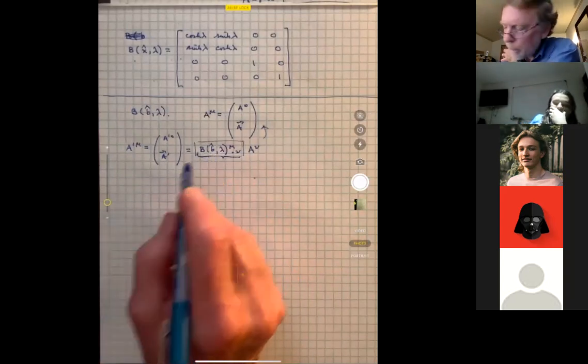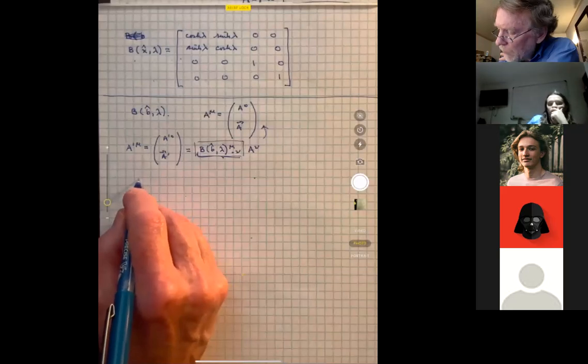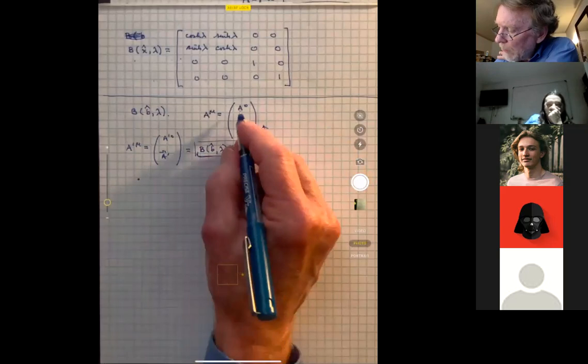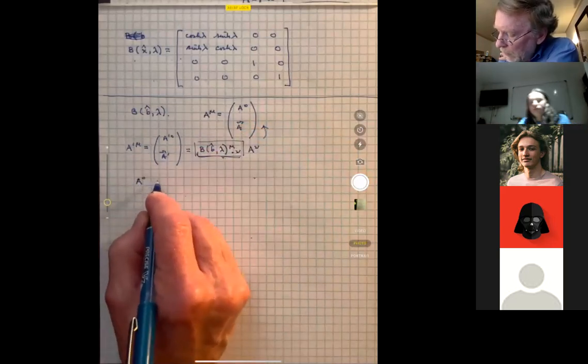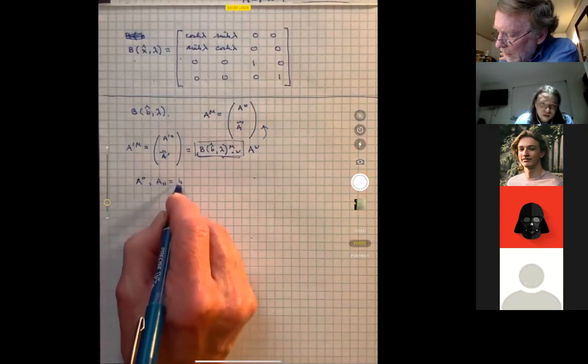So we can work out what this boost matrix is in the general case in which b hat is pointing in any direction. We do this by first noting that the time component of a is a0, and then the component which is parallel to the direction of motion, let me write it as a parallel, is the same thing as b hat dotted into a.